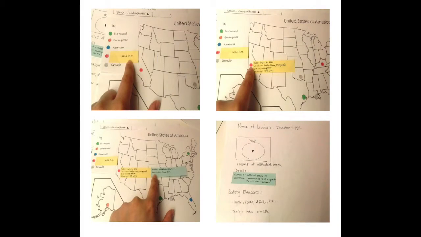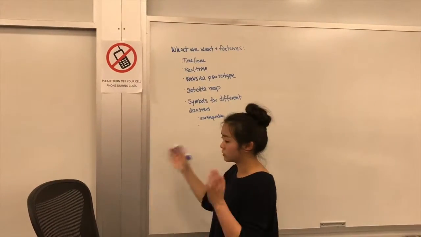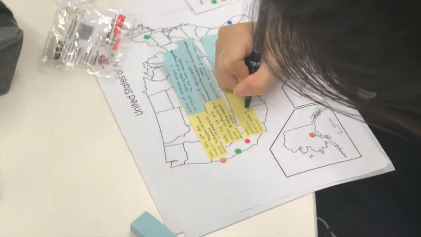Here are the initial paper prototypes that we created for our application Disaster Radar. For the application, we wanted to have a map of the US with different data points representing recent disaster events. There's a legend representing the different kinds of disasters.